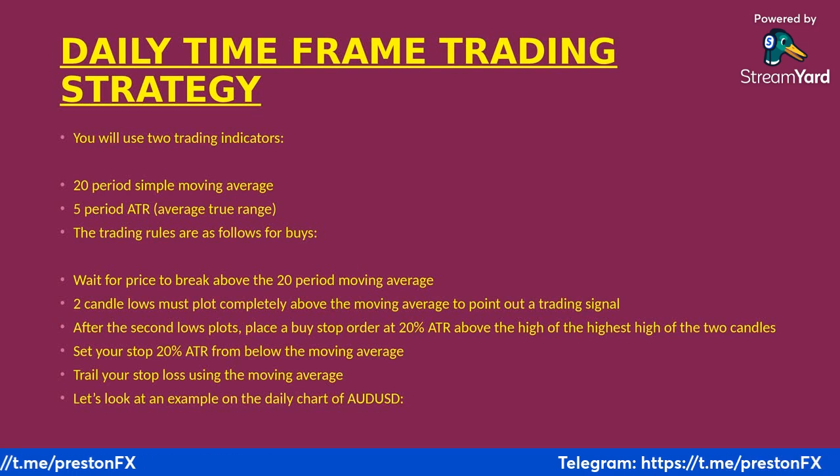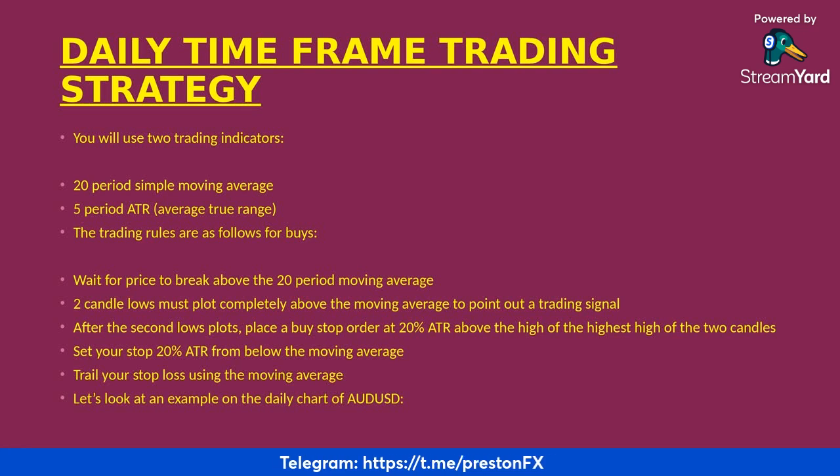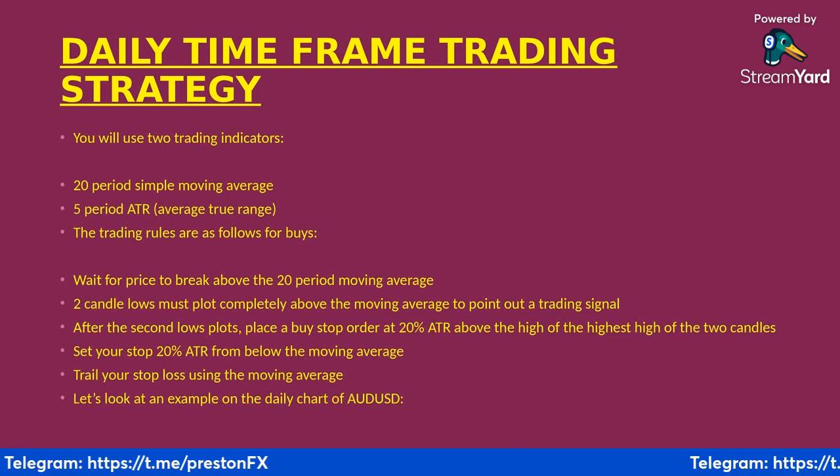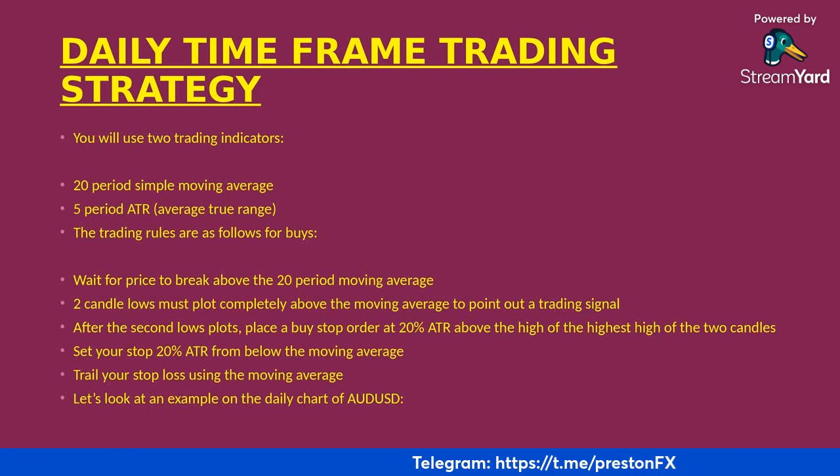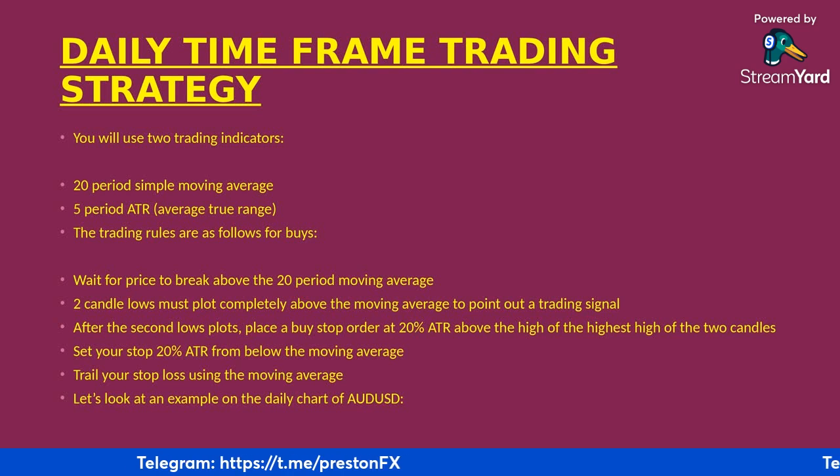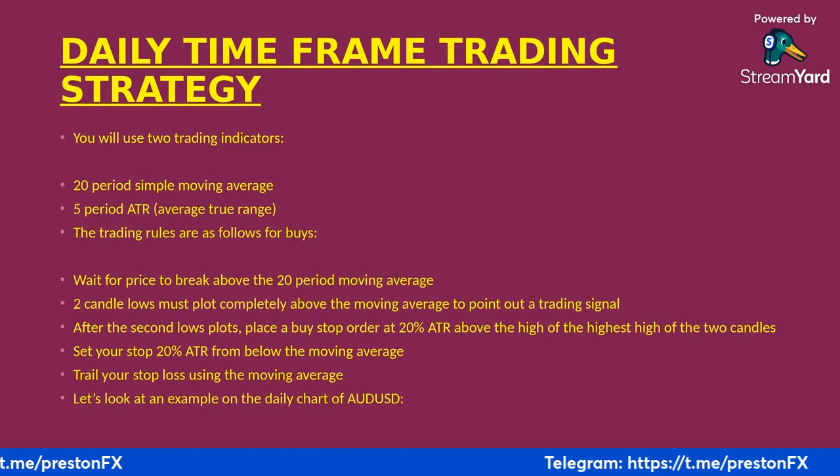All right, the daily time frame trading strategy. We will only use two trading indicators, which is the 20 period simple moving average, SMA. You can go on TradingView and get that. And the 5 period ATR, which is the average true range, and then I'll do a video later on about the average true range.